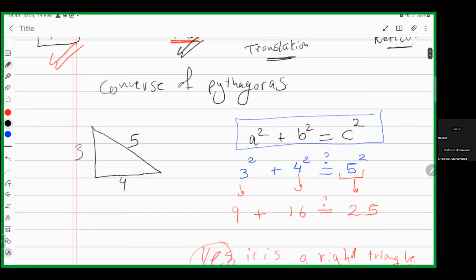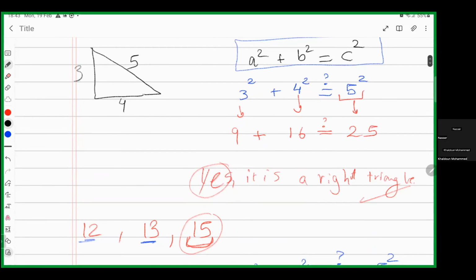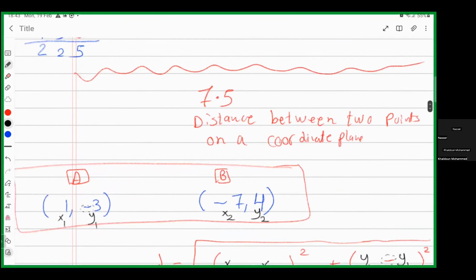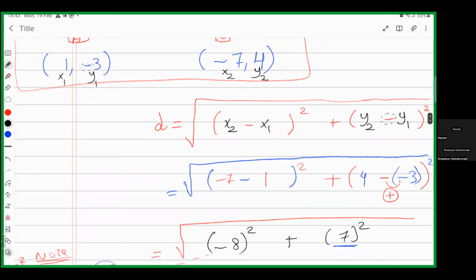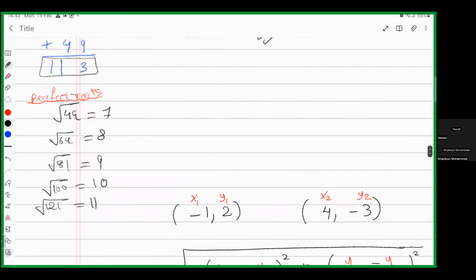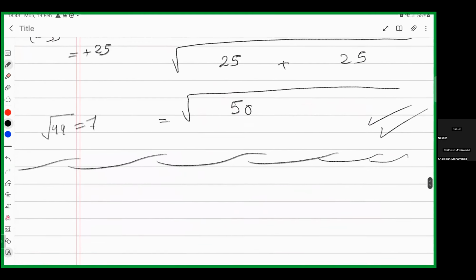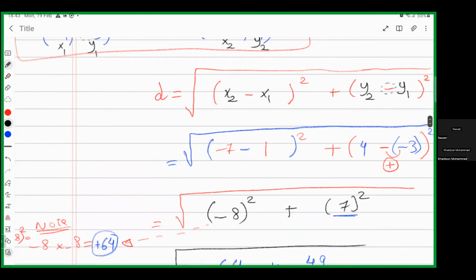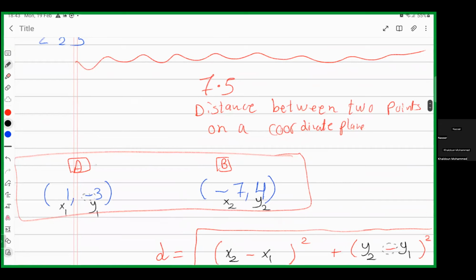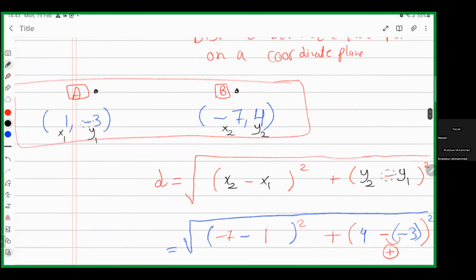Mister, I have two questions. The first question is, can you do examples of this in the coordinate plane? Look, he will give you a coordinate plane and he will give you two clear points like this. All you will do is take the coordinates and do it in the rule. That's it.